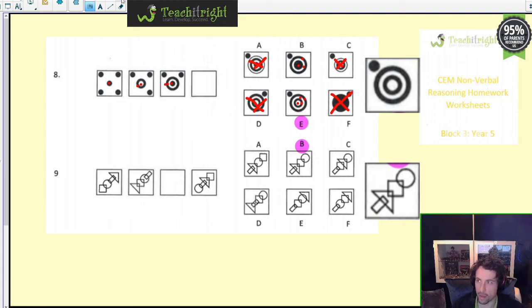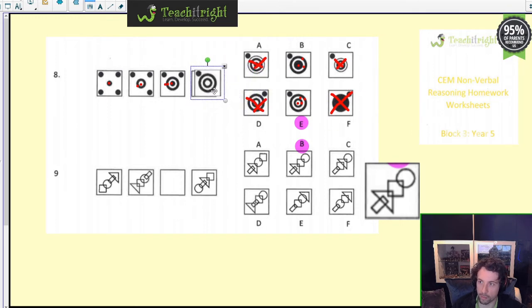So yeah, pretty confident that my answer then is C. Let me fill that in. It does actually look right as well. Very good. Number 9. For this one, I can see we seem to have an alternating pattern.